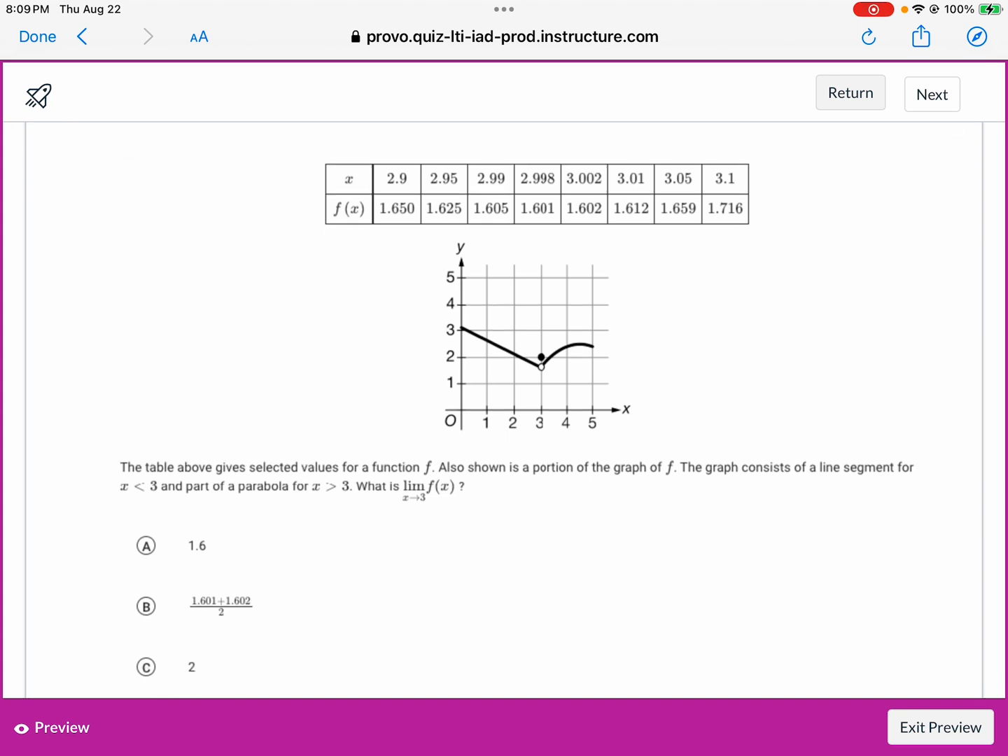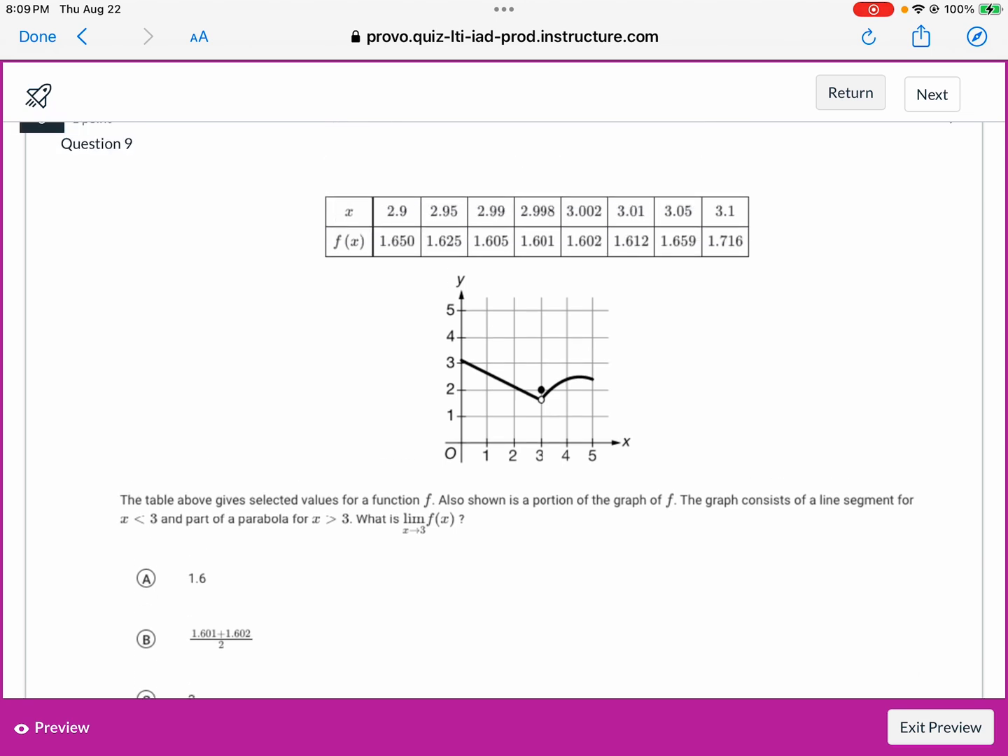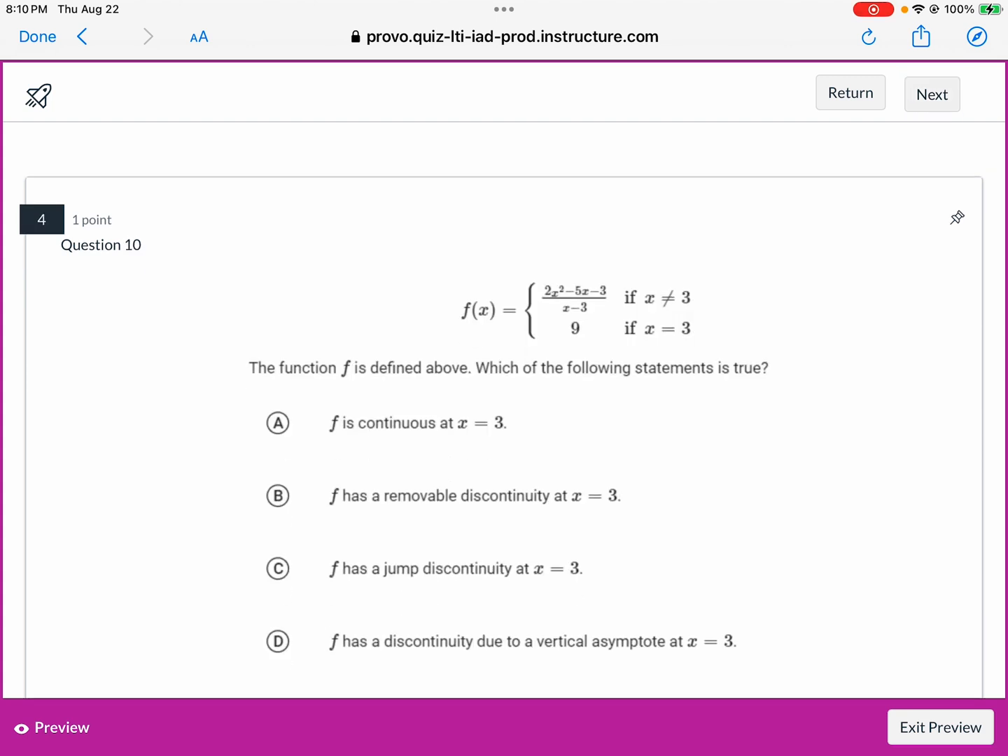So a bit more tedious work on this one, if I'm being honest. Kind of sucks, but it just happens. All right, next question.